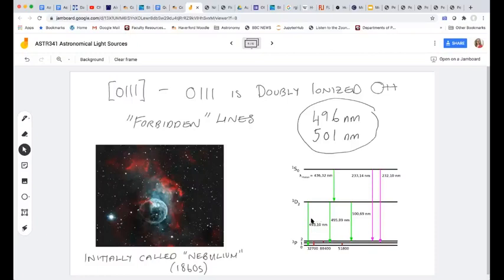So I think this is the Bubble Nebula. I picked out a picture of it where they've put H alpha in red and oxygen 3 in green, and you can see that they're in slightly different places in the nebulosity.